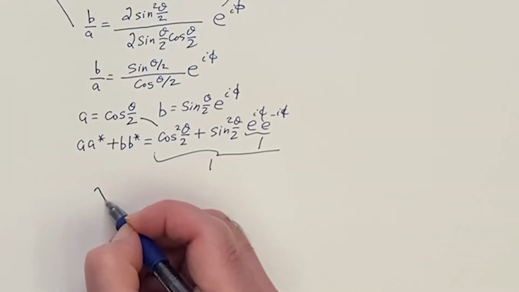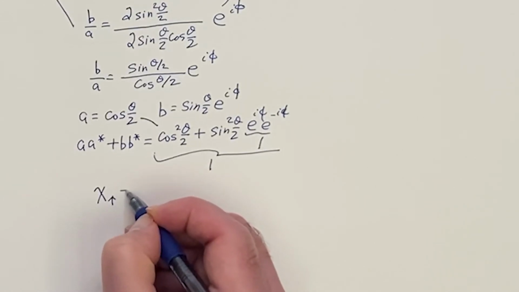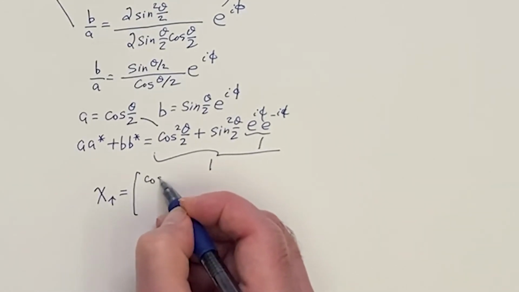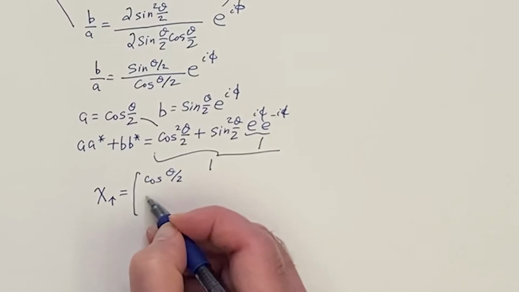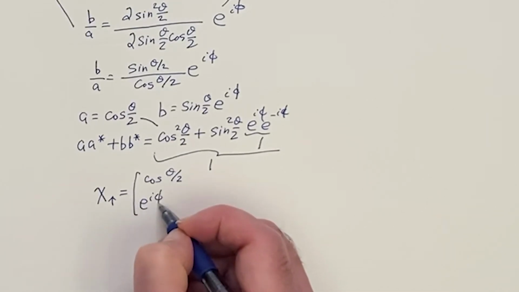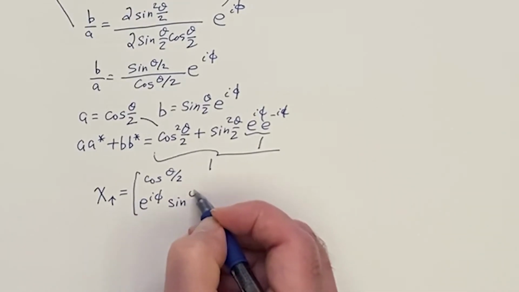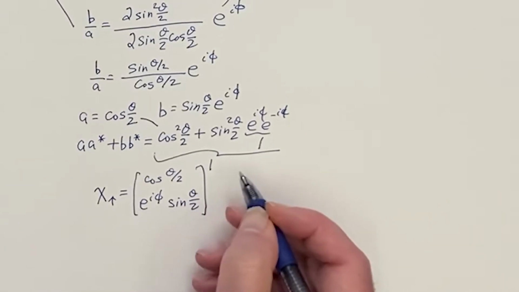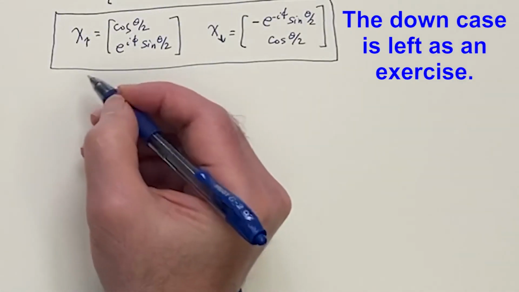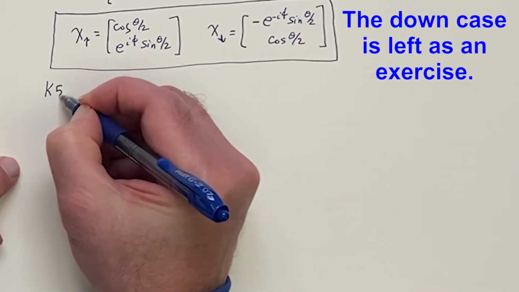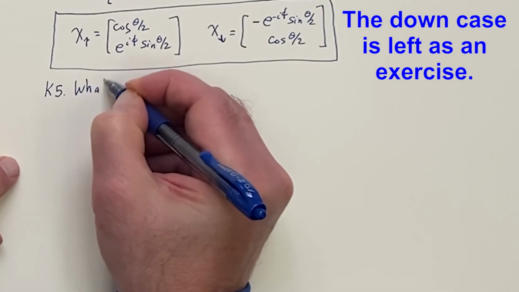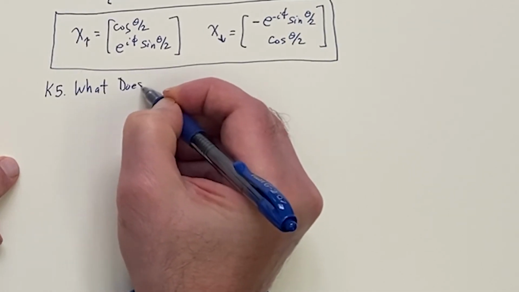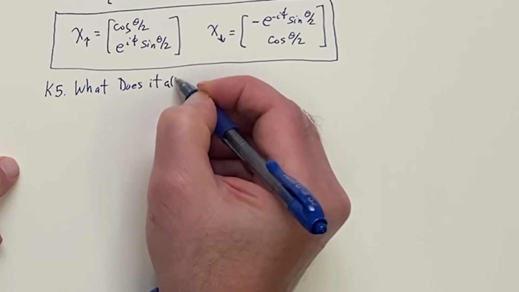So therefore, the answer for the spin up is the cosine of theta over 2, and here e to the i phi times the sine of theta over 2. That's what we get. And then we could ask, what does it all mean?